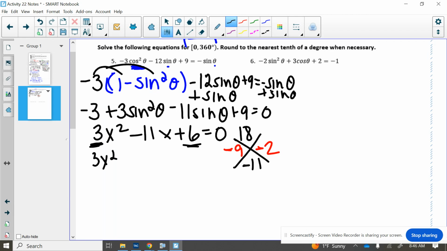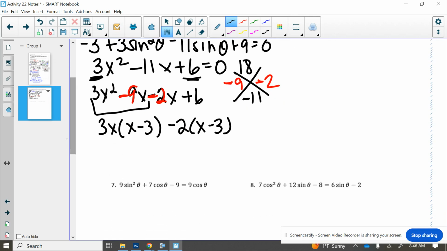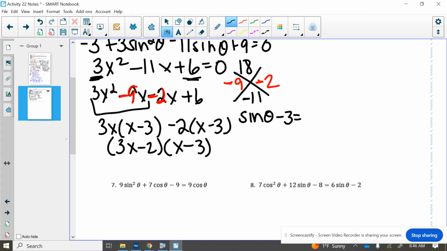So we have 3x squared minus 9x minus 2x plus 6. And again, this piece is coming from our x method. And then as we group, we could take out a 3x, and we're left with x minus 3. Take out a -2, we're left with x minus 3. And we finally have our two factors, 3x minus 2 and x minus 3. Now, reminder, what's really happening right now is we are setting each of these pieces equal to 0. So we have x minus 3 equals 0, aka sine of x minus 3, or sine theta.